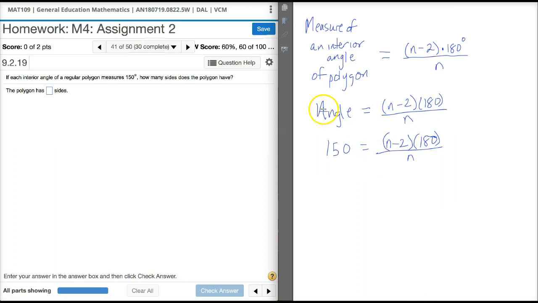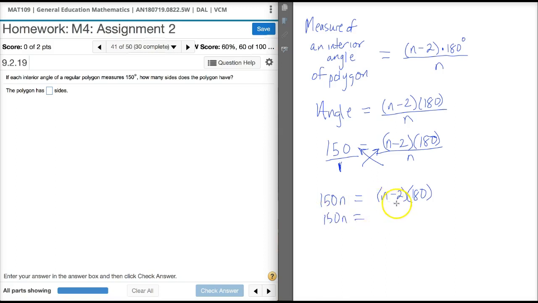Now, one way that we could start off by doing this is realize that 150 is the same as 150 divided by 1. And if we have that scenario, then you see what we have is a proportion, and we can cross multiply. When we cross multiply, we have 150 times n, which is 150n. And here we will have 1 times all this, which will be just itself. Now, we need to get n by itself.